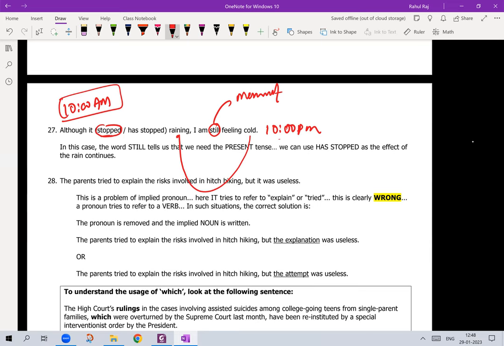If at all you want to make such a statement where you create a relation between cold and rain, you will have to say, although it has stopped raining. What does that mean? Right now it stopped raining and you are still feeling cold. So it should be has stopped. There's no point in saying, although it stopped raining, I'm still feeling cold, because when you say stopped raining, it might have stopped 10 hours before. So why are you trying to relate your cold to the rain? Just say you are feeling cold. But when you are trying to create a relation between the cold and rain, you have to say has stopped raining. Has stopped means it has stopped raining right now. In this present moment, it has stopped raining and you are feeling cold, which is absolutely acceptable. Agreed?